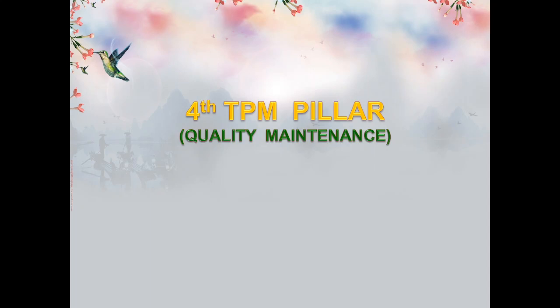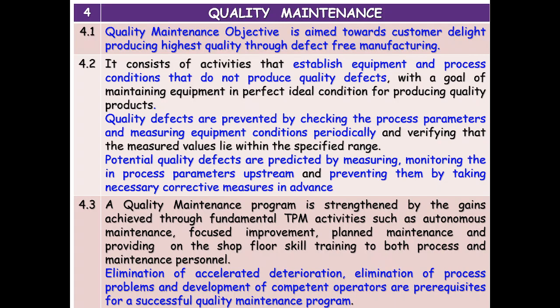The fourth pillar is quality maintenance. The quality maintenance objective is aimed towards customer delight, producing the highest quality through defect-free manufacturing. It consists of activities that establish equipment and process conditions that do not produce quality defects, with the goal of maintaining equipment in perfect condition for producing quality products.